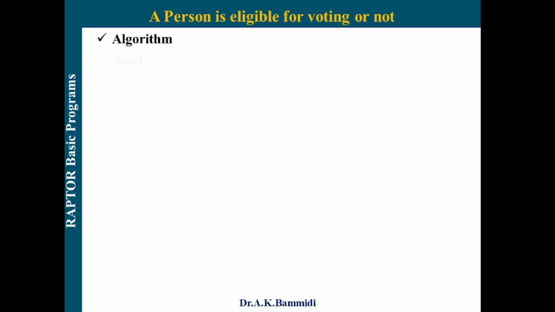Algorithm, the first step is start. Then we have to take a variable. The entire problem is based on the age of a person, so we have to take only one variable, age. Then enter the value of age. Then we have to compute whether the age is greater than or equal to 18 or not. If it is greater than or equal to 18, eligible for vote, else he or she is not eligible for vote.